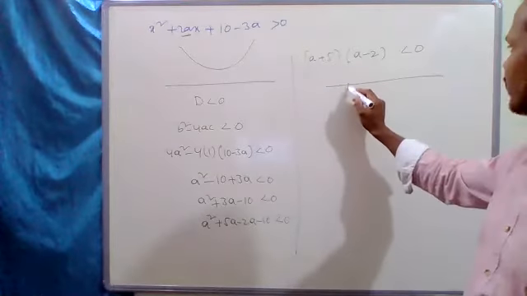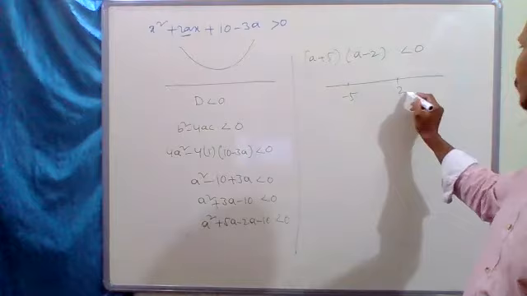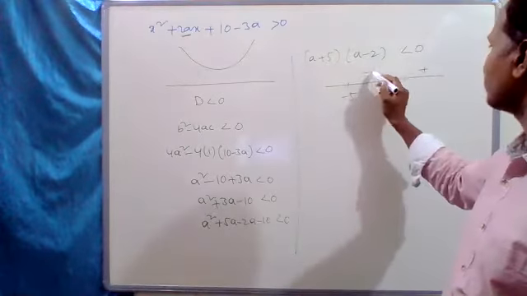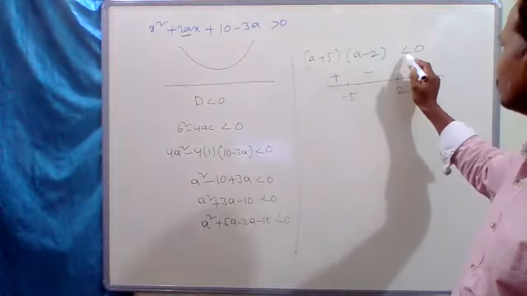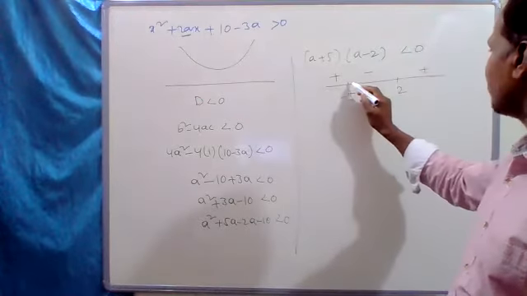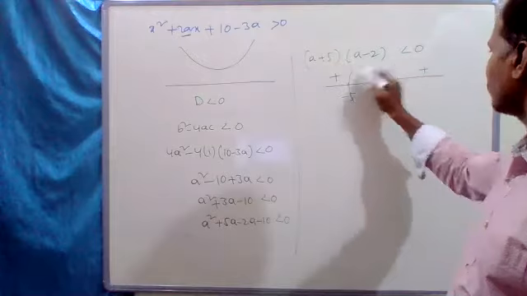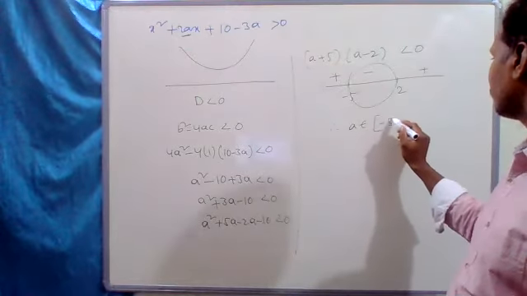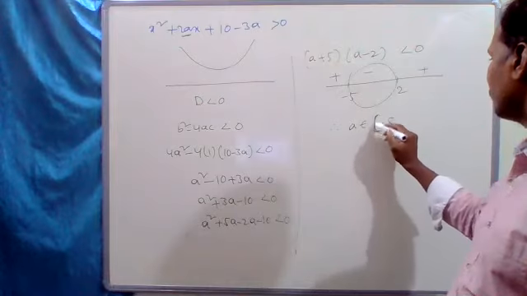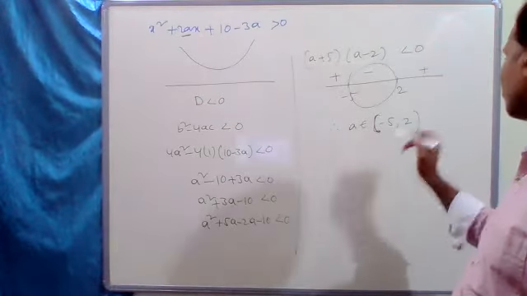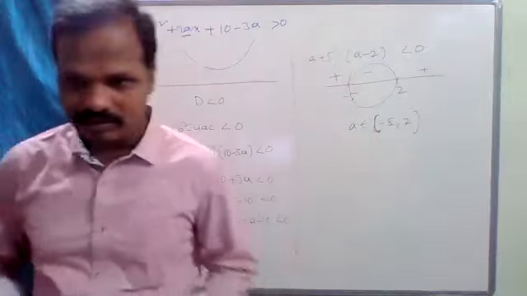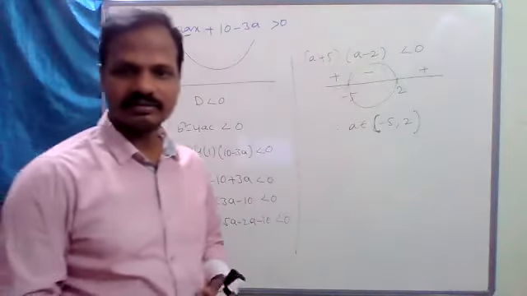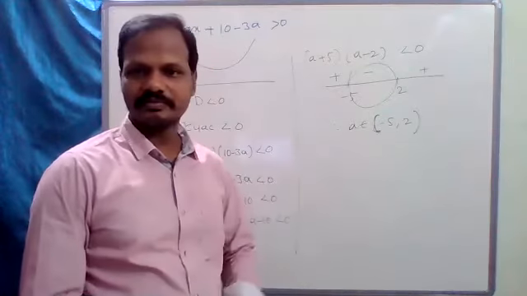So what are the roots? Minus 5 and 2. So this is the wavy curve method: plus, minus, plus. What we want is less than 0, and less than 0 means negative, this part. So therefore, A belongs to the open interval minus 5 comma 2. Is it clear?